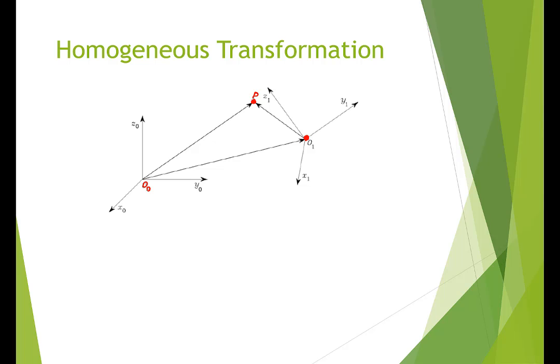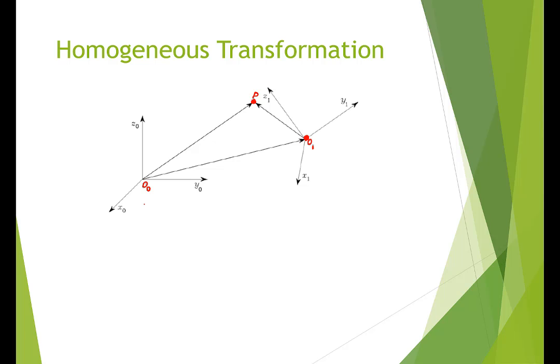It was initially in O1, then has moved to a point P. What would be the position of the object P in reference frame 0? Using summation of the vectors, we can calculate it, right?